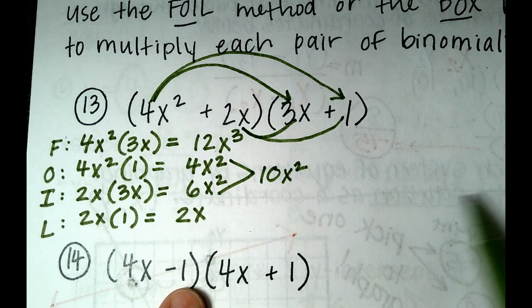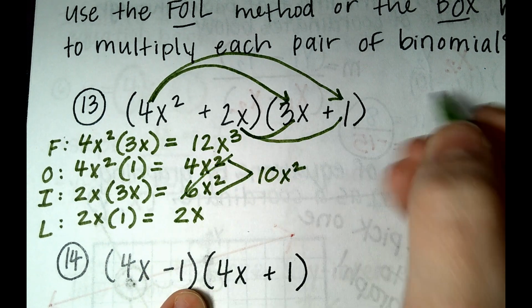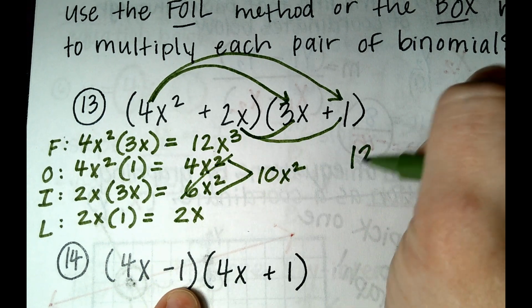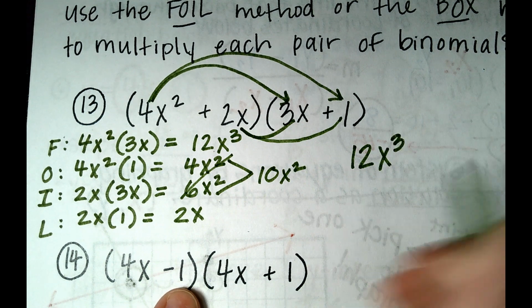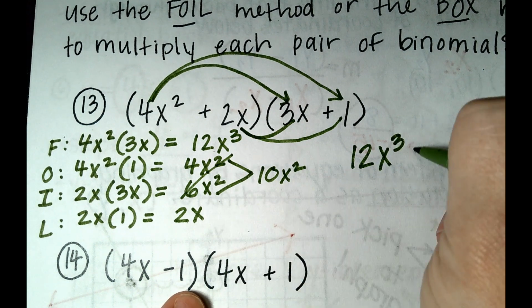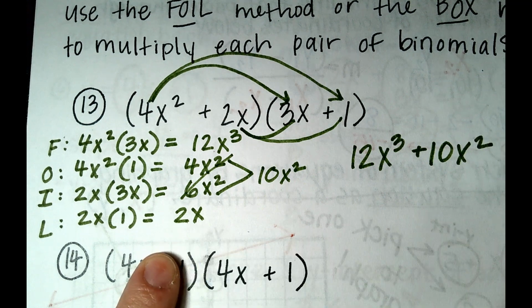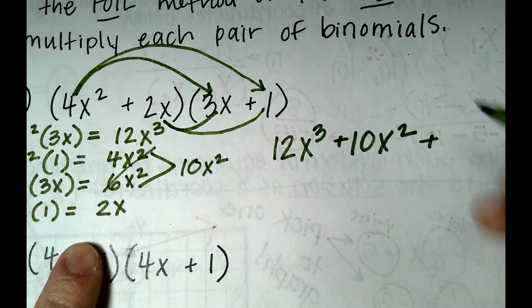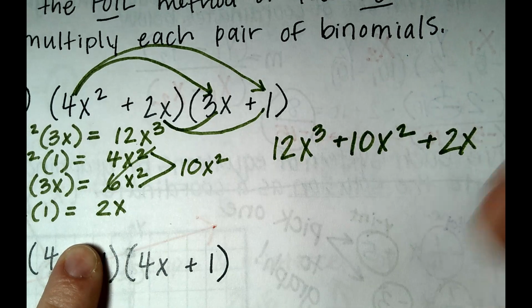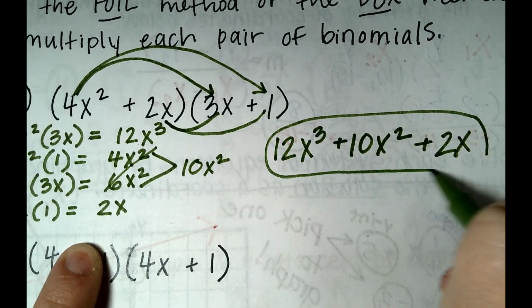And then we need to write all these out together. So we will have 12x to the third power plus 10x squared plus 2x. And that is our answer.